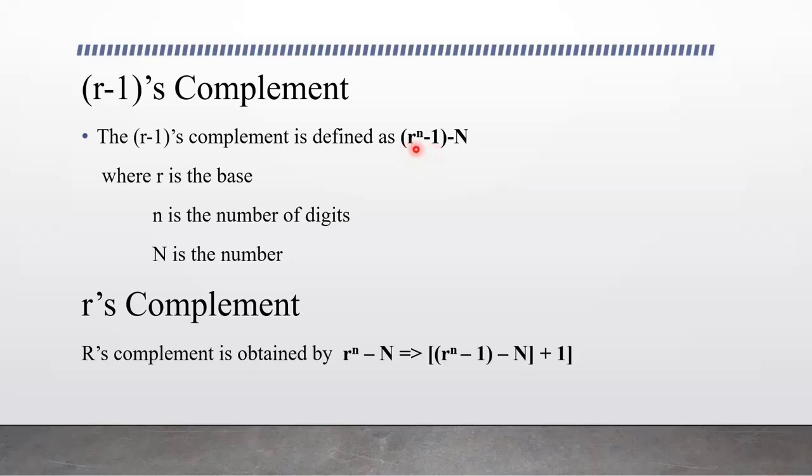We find r minus 1's complement by doing r power n minus 1 minus N, and r's complement of any number is obtained by r power n minus N, where r is the base, small n is the number of digits, and N is the number itself. The same can be written as r power n minus 1 minus N plus 1. So in simple terms, we say that r's complement is finding r minus 1's complement and adding 1 to it.